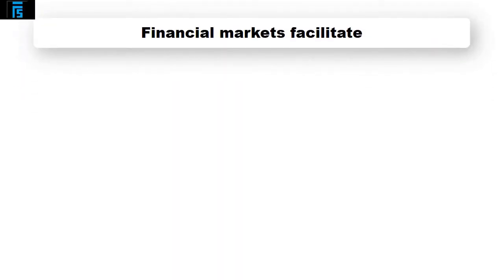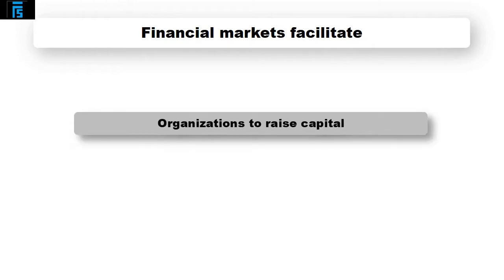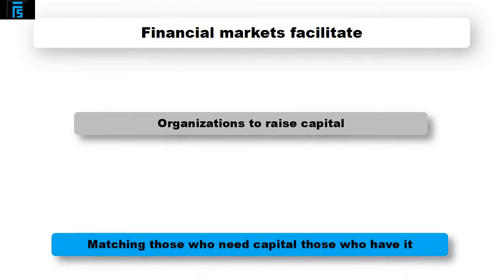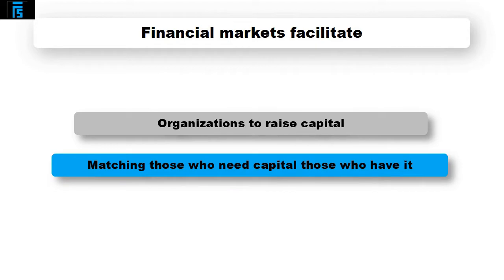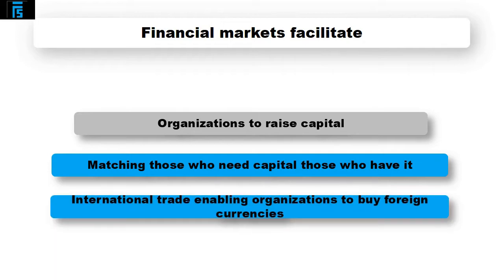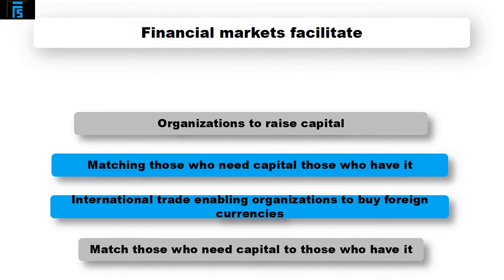Financial markets help organizations to raise capital, and to manage risk or transfer it. For example, foreign exchange risk can be managed with the derivatives market. They also support international trade, by enabling organizations to buy foreign currencies in the currency markets so they can trade internationally. As I already said, they match those who need capital with those who have it.